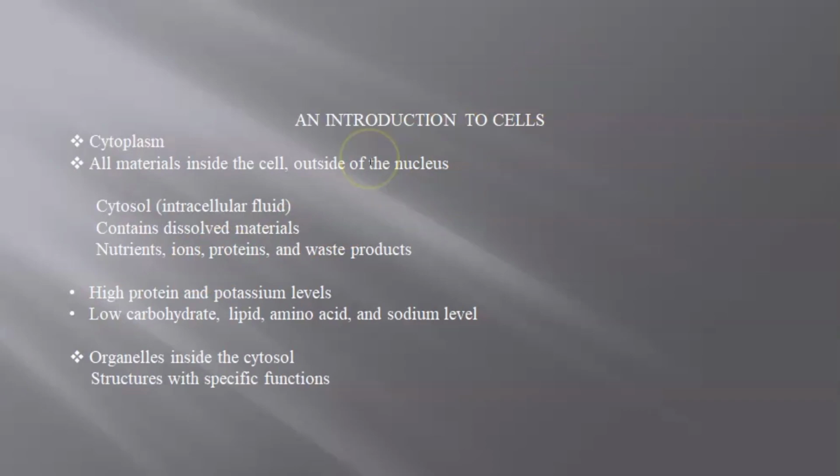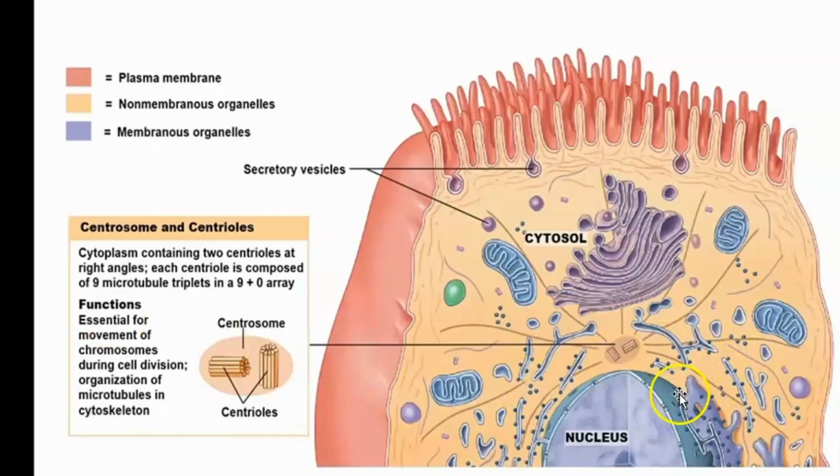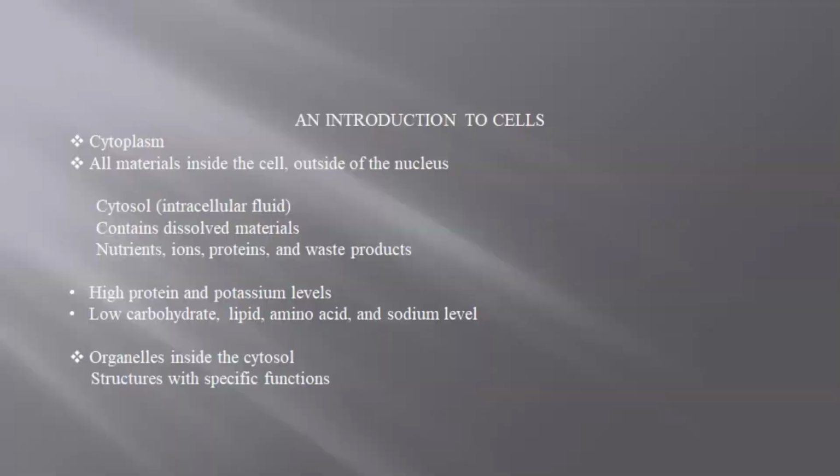We continue with the introduction to the cell, the cytoplasm. All material inside the cell is in the cytoplasm, which is outside of the nucleus. Look at this. This is our nucleus. All this material here, which is inside the cell, is in the cytoplasm, but is outside the nucleus. That's what we mean.